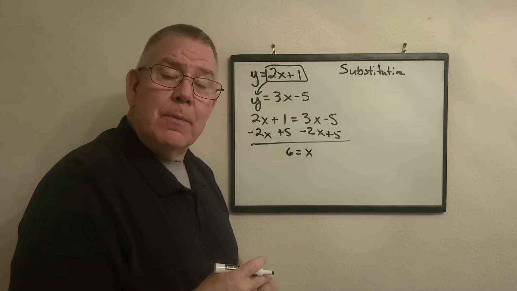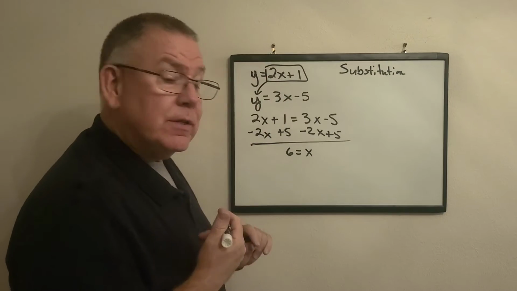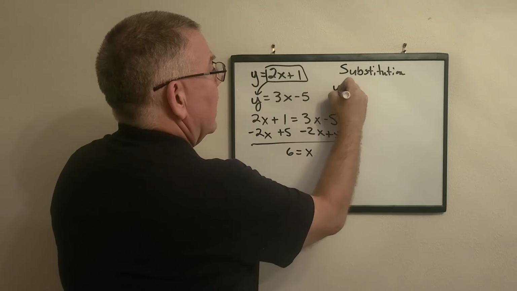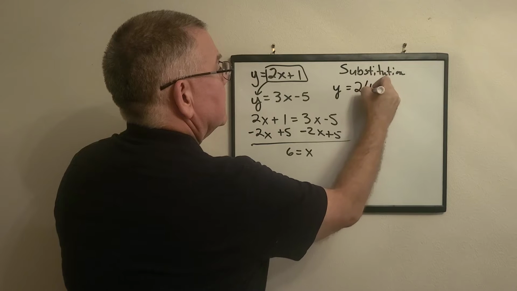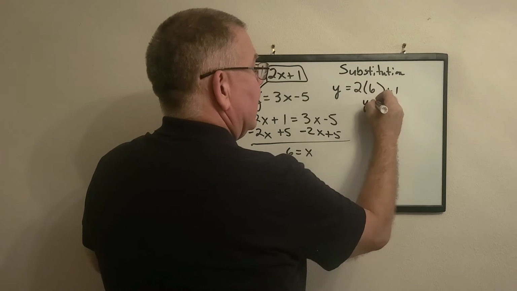Now normally in a problem I'm done, but I need to plug this back in, so I'm going to plug it into either system. So I'll plug it in here. The 6 goes in for the x, so y equals 2 times 6 plus 1. So that's going to be y equals 13.